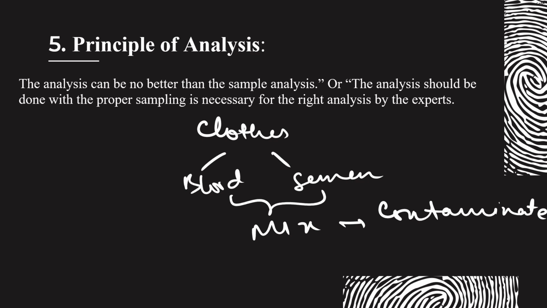That's why this principle tells us that sampling must be done correctly. Stains and evidences should be separated properly. Proper packing and labeling are a must. Because even the most advanced forensic labs cannot undo contamination, right? So good analysis actually depends on good evidence collection. If the sample is wrong, the results will be wrong, no matter how great the lab or the expert is.